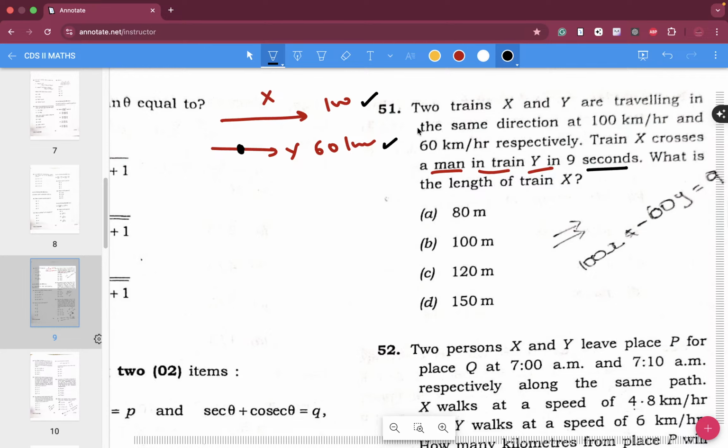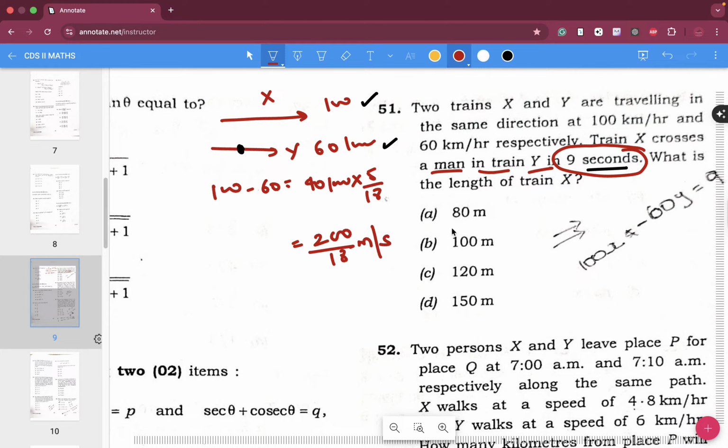Since they are traveling in the same direction, the effective speed by which the train X is overtaking the train Y is how much? 100 minus 60, which is 40 kmph. Now since the time over here is given in seconds, how do we turn that into meter per second? Because we need consistency with the units as well. So we multiply by 5 by 18, which means 200 by 18 meter per second.